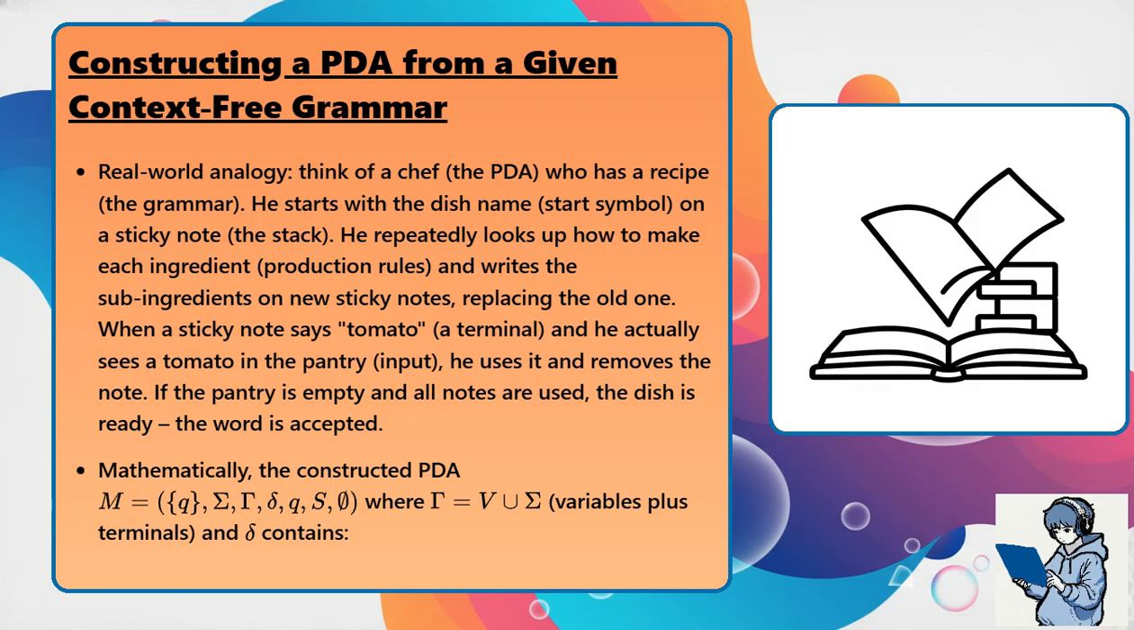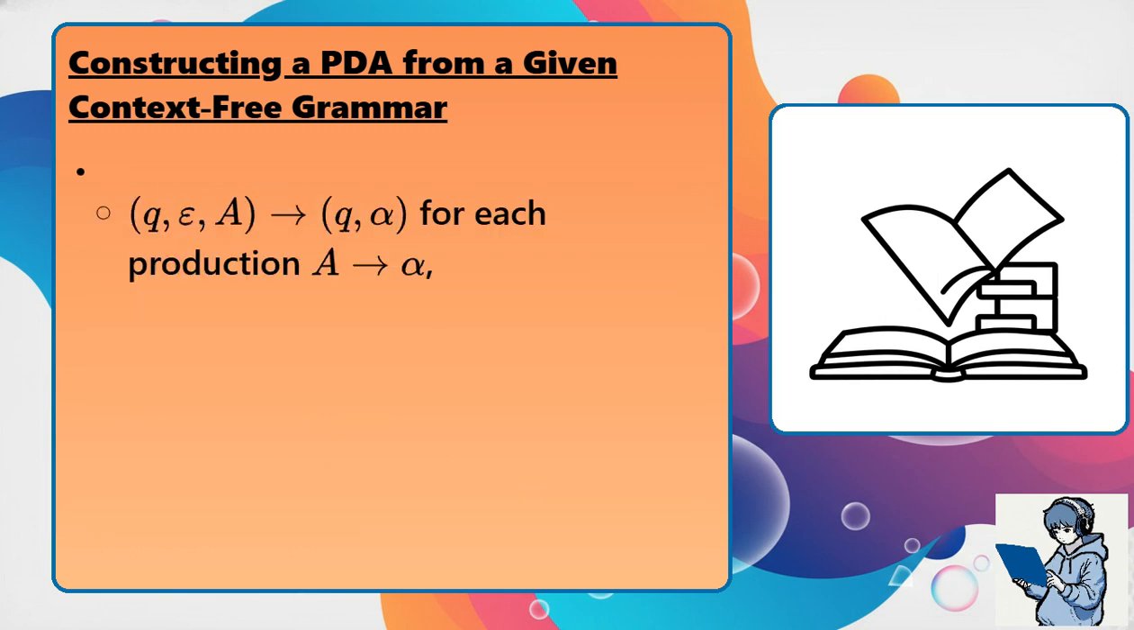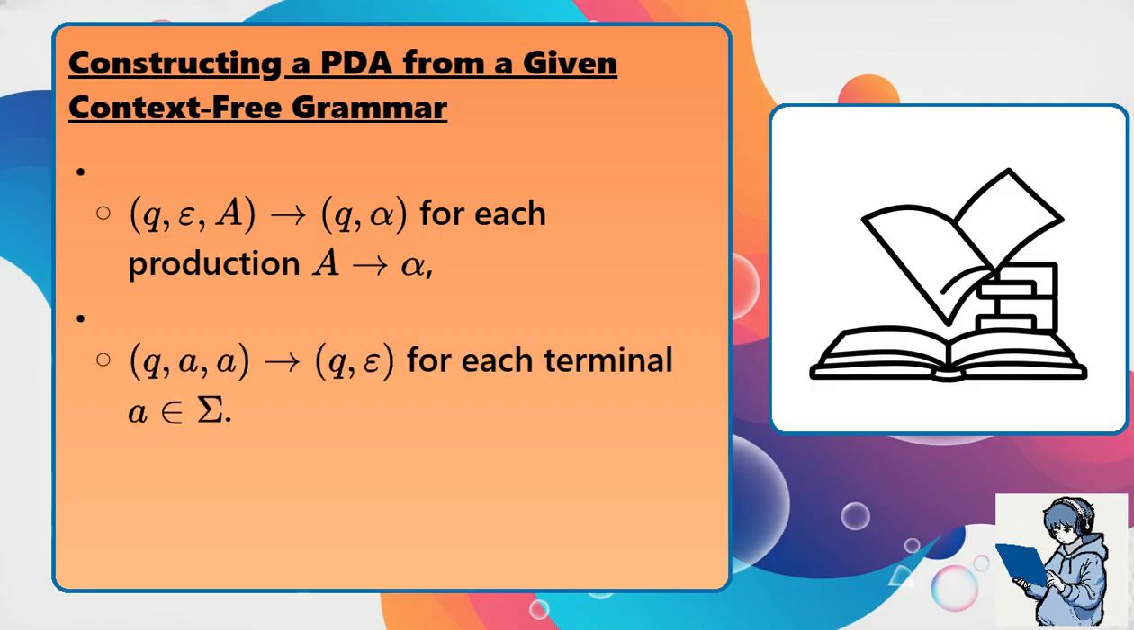Mathematically, the constructed PDA M equals ({q}, Σ, Γ, δ, q, S, ∅), where Γ equals V ∪ Σ, variables plus terminals, and δ contains: (q, ε, A) goes to (q, α) for each production A → α; and (q, a, a) goes to (q, ε) for each terminal a in Σ. This PDA accepts exactly the language generated by the CFG.